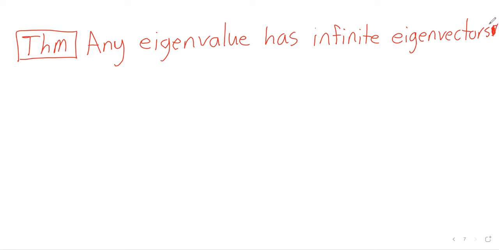So remember, eigenvalues and eigenvectors show up grouped together. It doesn't really make sense to just say that a vector is an eigenvector. You would say a vector is an eigenvector associated with some eigenvalue. And every eigenvalue has infinitely many eigenvectors associated with it.